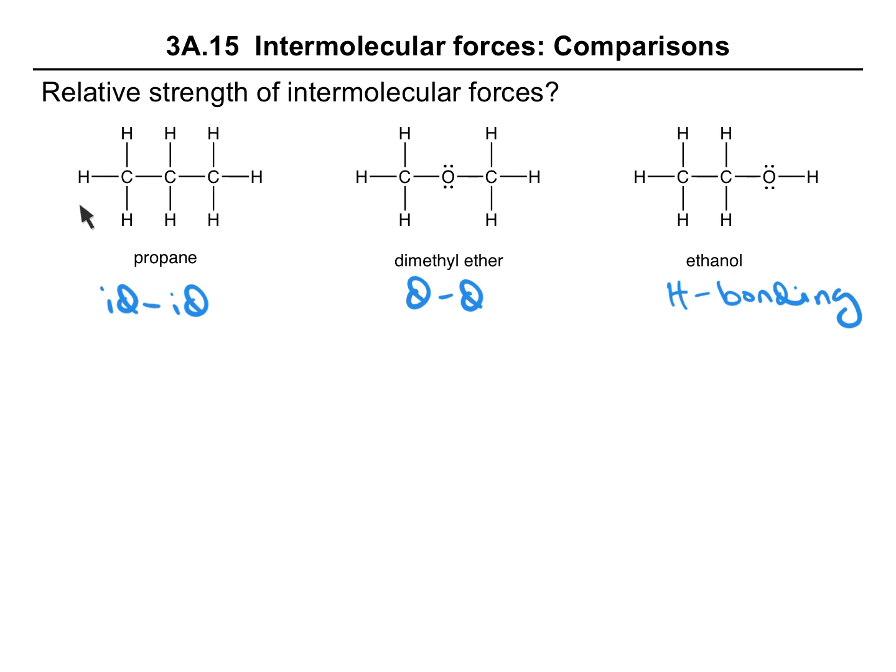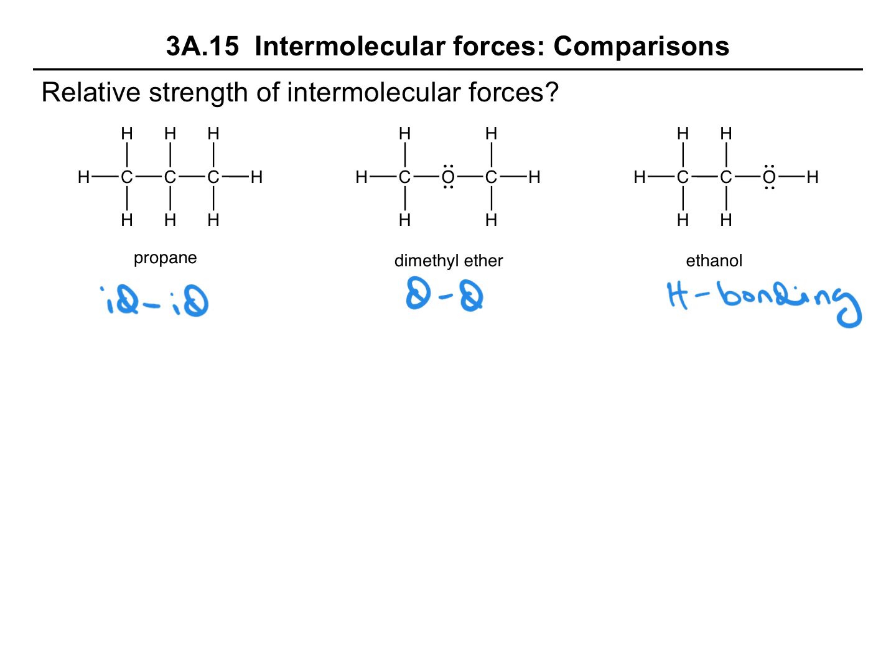No dipoles, so only induced dipole interactions. Here we have a bond dipole, and when we consider the shape, we know that there's a molecular dipole, so we have dipole-dipole interactions. And in the case of ethanol, because we have a hydrogen directly connected to an oxygen, that means hydrogen bonding is possible.